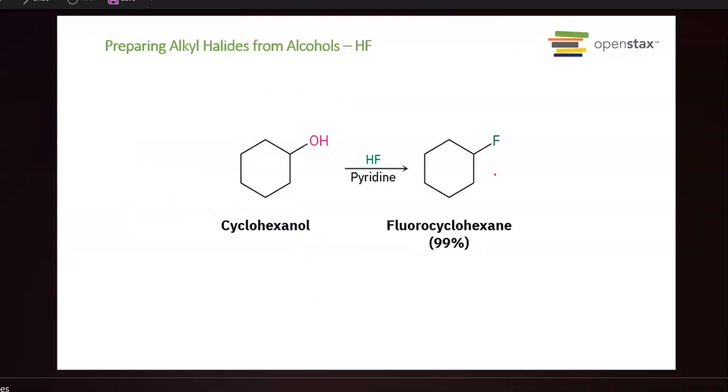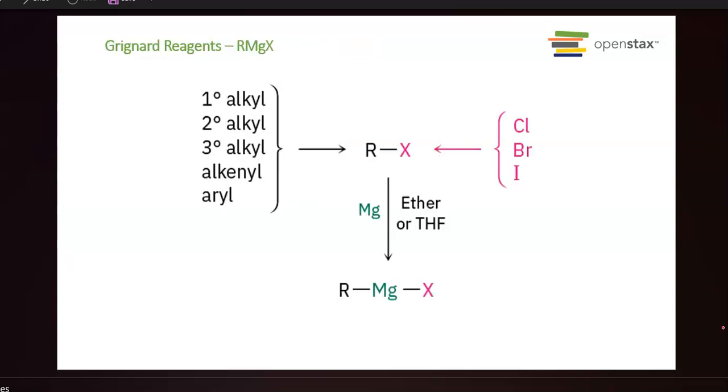You can do fluorine too by taking an alcohol and reacting it with HF. But most commonly we talk about the alkyl chloride and alkyl bromide. All right. The last topic I would like to discuss in this chapter is about Grignard's reagents.